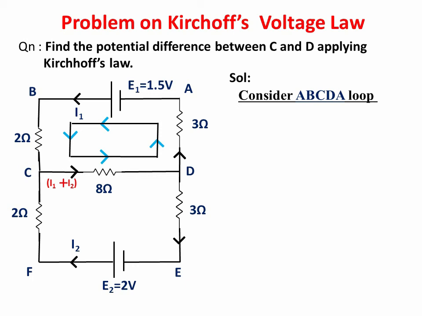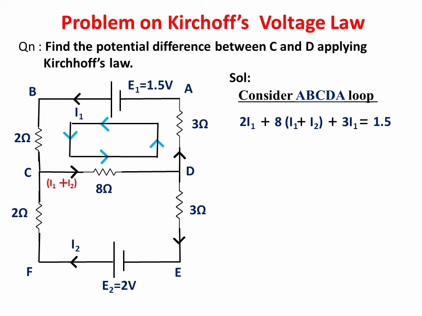So now we can easily find the algebraic sum of the current and resistance values in that ABCDA loop. Is there any EMF in that circuit? Yes, E1 equal to 1.5 volt is there. So just apply Kirchhoff's voltage law. In any closed network, the sum of the products of current and resistance is equal to the EMF in that circuit. So 2 into I1, R is nothing but 2 ohm, I is I1, the product of current and resistance, I1 into 2 ohm.